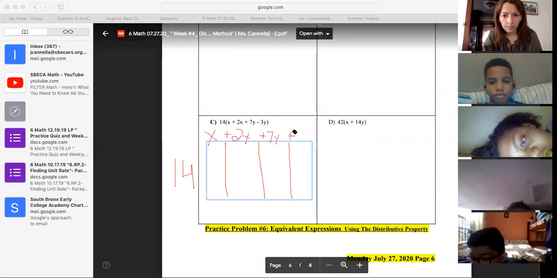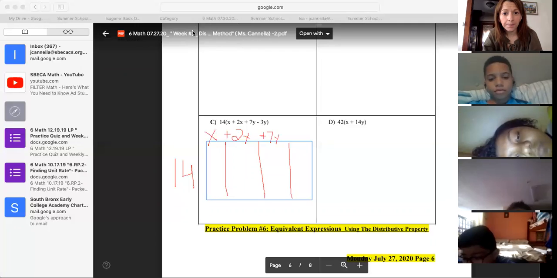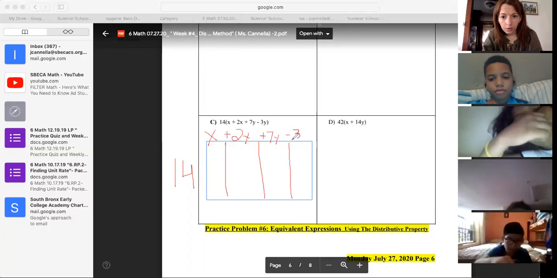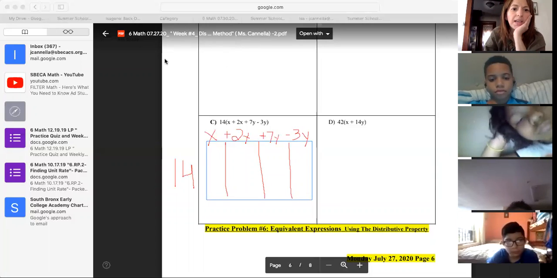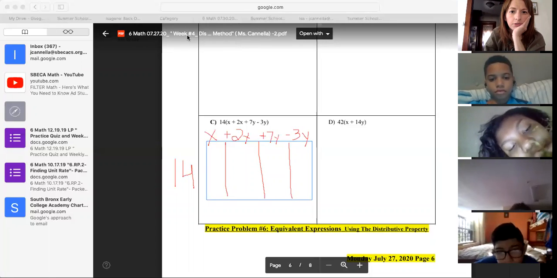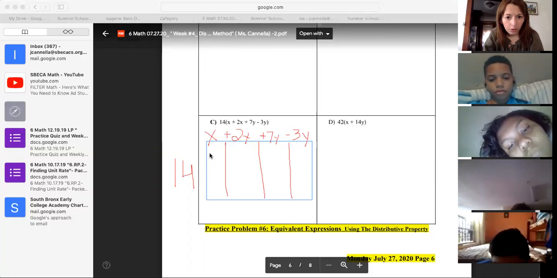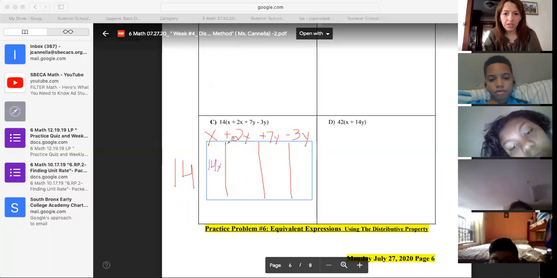What goes here? 3y. Repeat that. Negative 3y. Okay, good. Okay, 14 times x. 14x. 14 times 2.